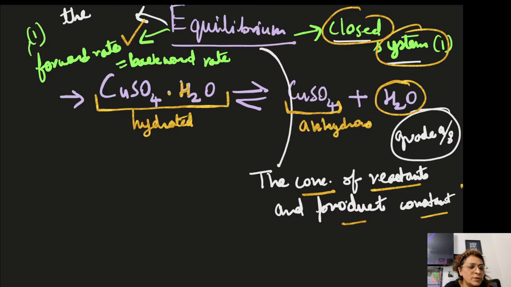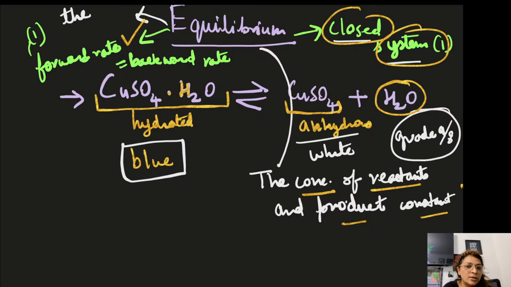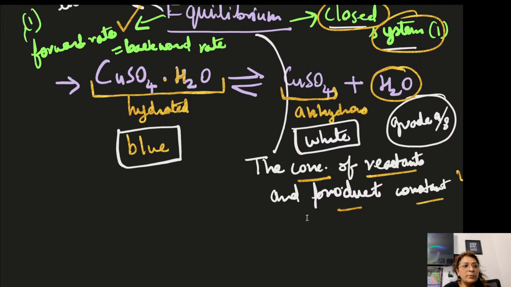The color of the copper sulfate crystals were blue. What color was it? Type in the chat. What did I write? It is blue. Very good. And now, when it becomes anhydrous, it turns into white color powder. Okay, the question will be, you will definitely have a question like this.